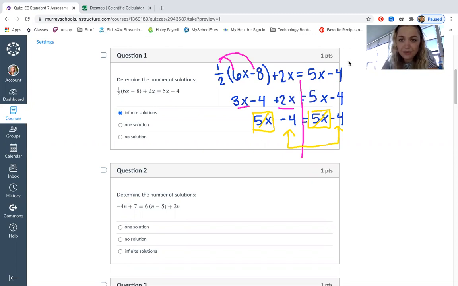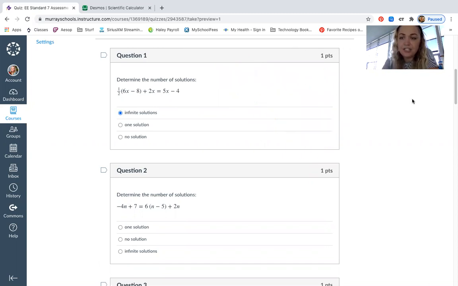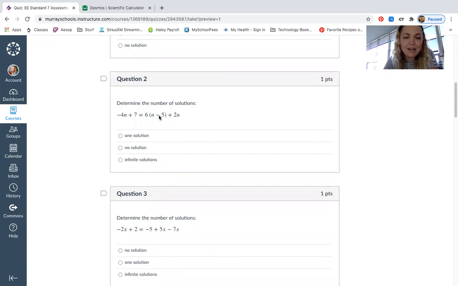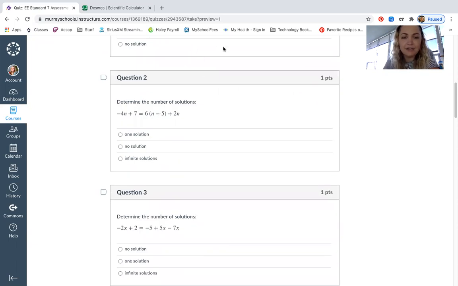Okay, let's move on to question number 2. On question 2, it's the same kind of problem. It says, determine the number of solutions, and you are given all this stuff. Okay, so we've got -4n + 7 = 6(n - 5) + 2n. All right, let's divide this up.